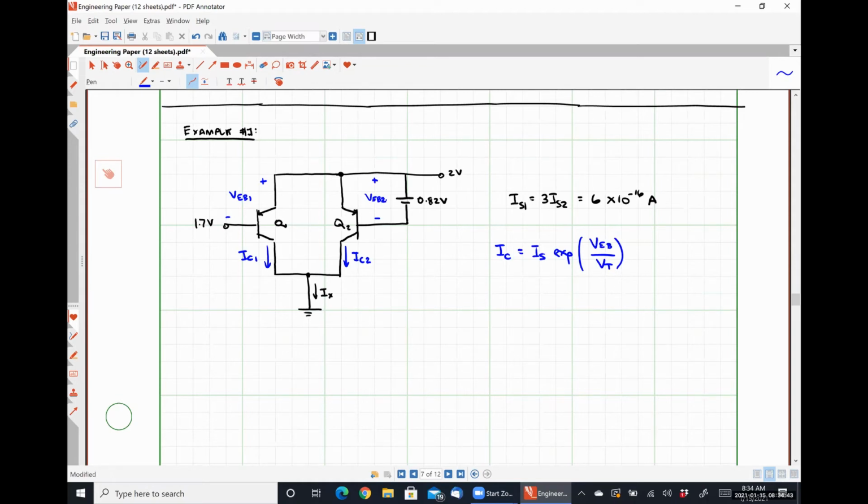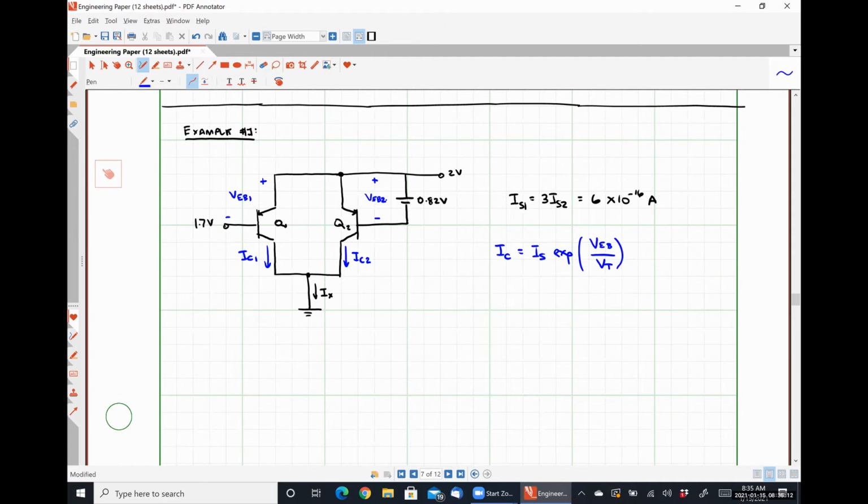So if I can find VEB1 and VEB2, I should easily be able to determine IC1 and IC2 and then simply add those two results together. Seem like a reasonable approach? Anything wonky or tricky or confusing about approaching it in this way? Just very formulaic, using the ground rules of our exponential model.